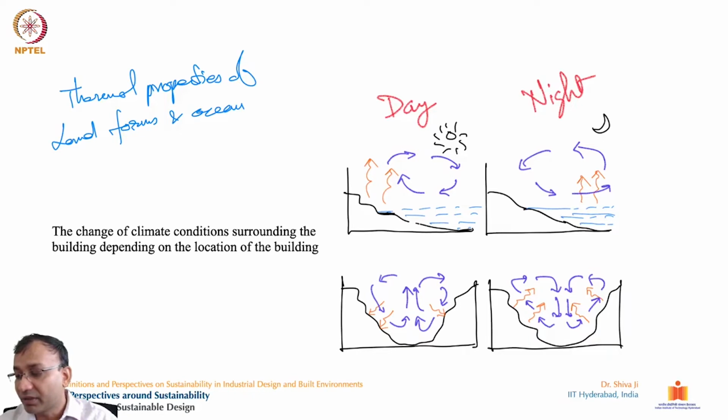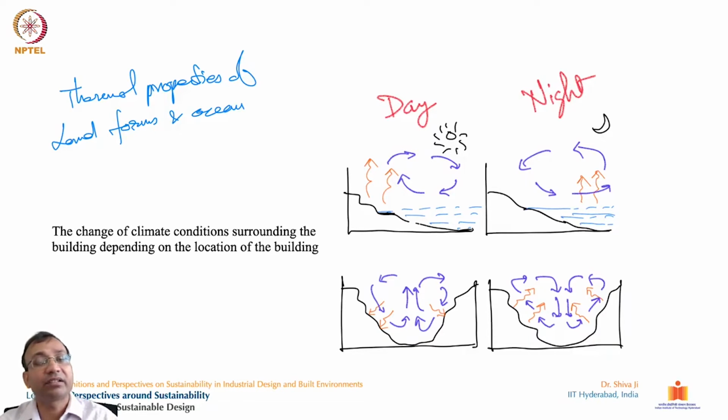And in a valley also you see it's reversed. In the daytime the hot air is rising from here in the middle, and in the night time the hot air is rising along the surface of this valley. So it's completely opposite in these two scenarios and in these two scenarios over here.